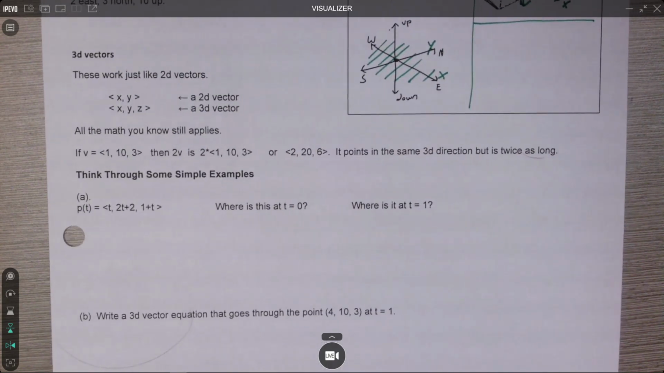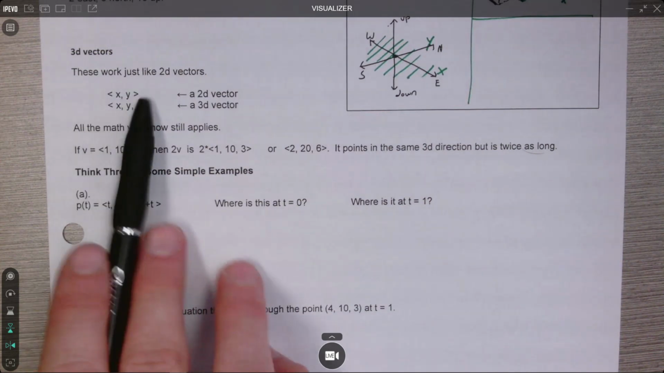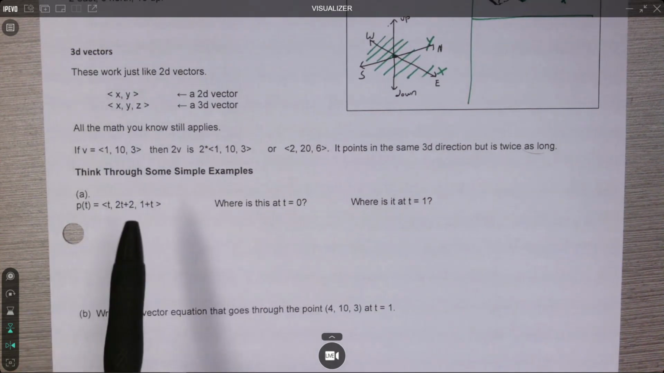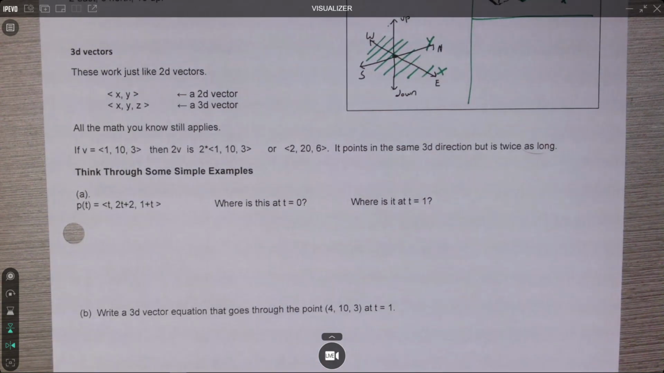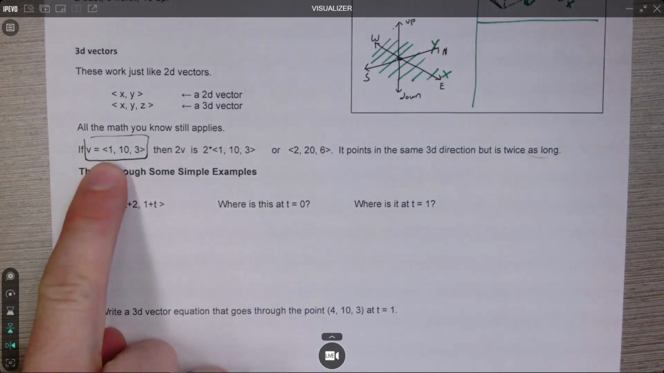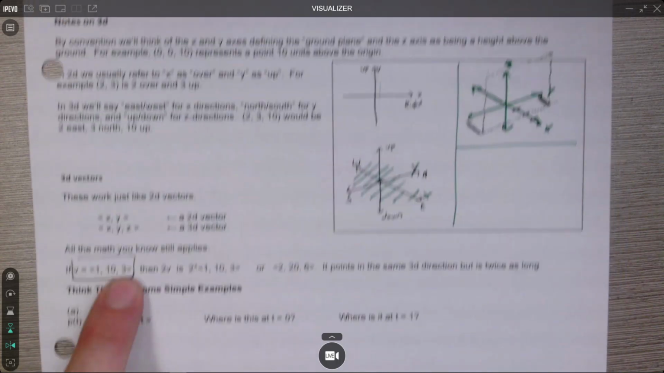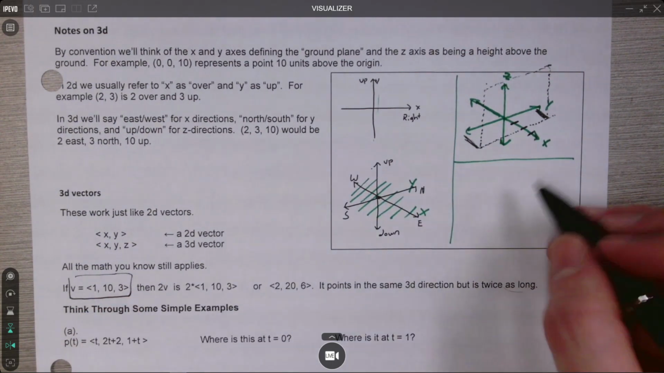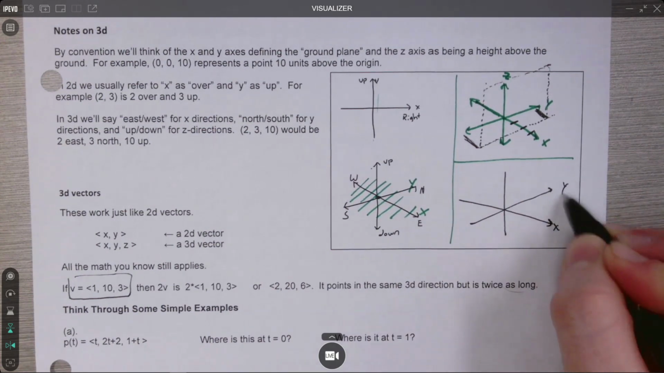So 3-dimensional vectors work just like 2-dimensional vectors, but with one more dimension. For 2-dimensional vectors, you use these triangle brackets, and you have an x-coordinate and a y-coordinate. 3-dimensional vectors, same thing, you just have a third coordinate that's your z-coordinate. So, for example, this vector means you go east by 1, north by 10, and up by 3. So if I was going to try and plot this point in 3 dimensions, let's see how I can do it. So this is x, this is y, this is z.